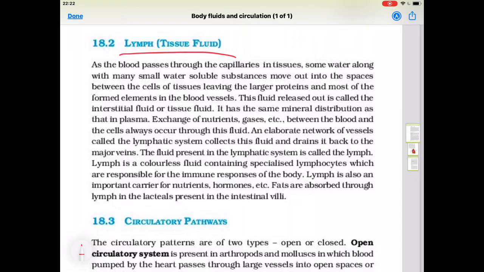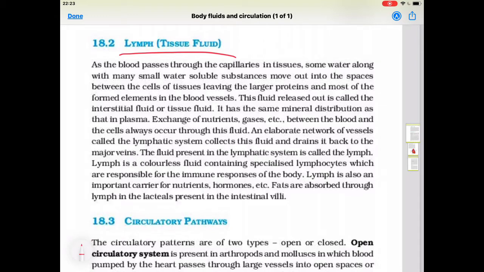As the diameter goes on decreasing, the pressure inside goes on increasing. So, in the capillaries, tremendous pressure is present, and the walls of the capillaries are very thin walled. They are made up of one cell thick only. So because of this pressure, some liquid comes out from the wall of the capillaries in the tissue region. This is known as lymph or tissue fluid.